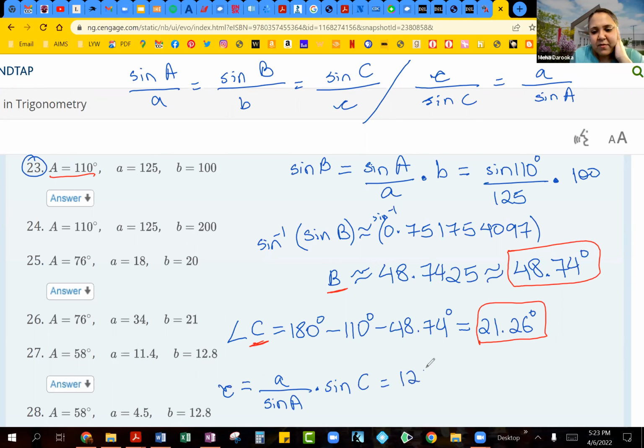So what is that? 125 over sine of 110, and you're multiplying it with sine of 21.26 degrees. So what are we looking at for side C? And this answer, again, you will be rounding it to 2 decimal places. So let me see in chat what you guys came up with.